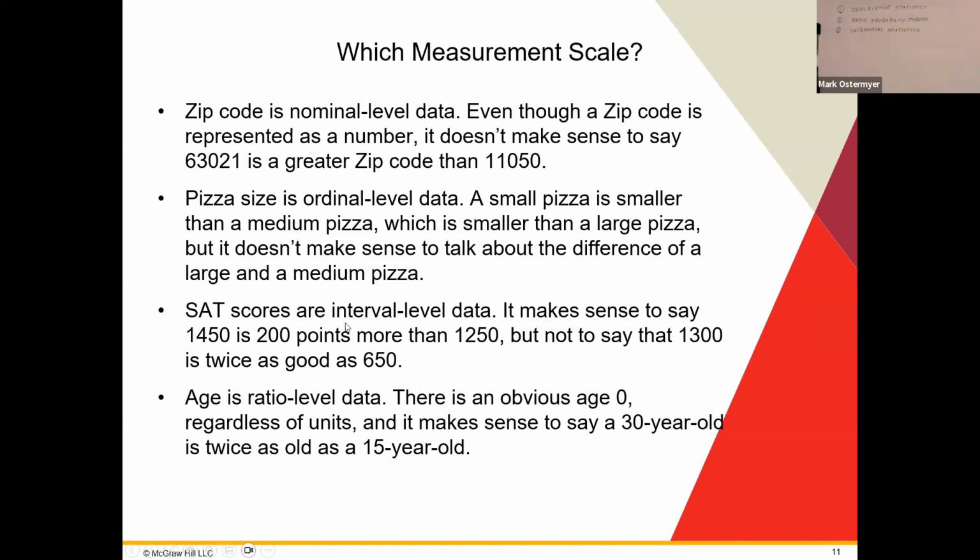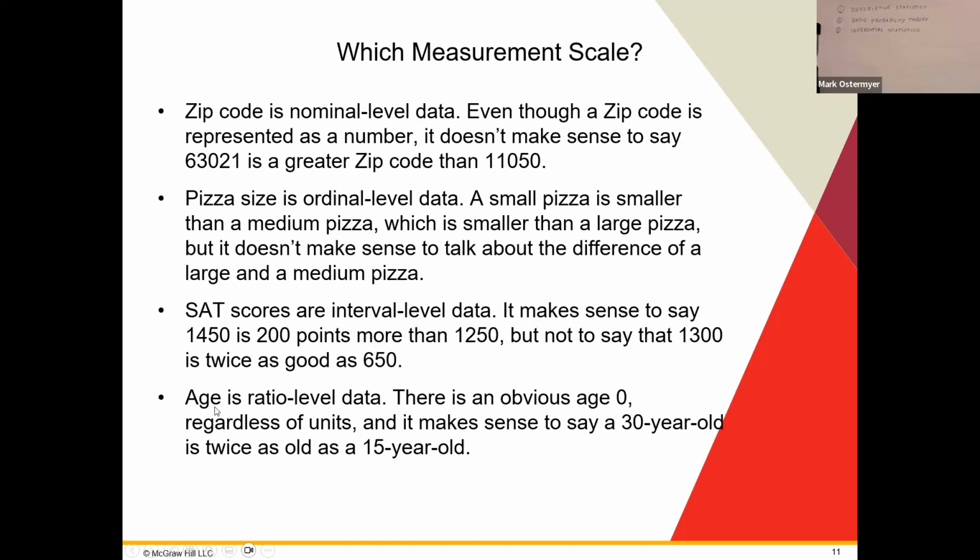Well, SAT scores are numeric. Can we order them or rank them? Yes. Do differences between SAT scores take on meaning? Yes. Is there an absolute zero value for an SAT score? I don't know. I've never really seen one. So I'd probably stop short at calling this interval level data. Okay. How about age of a person?